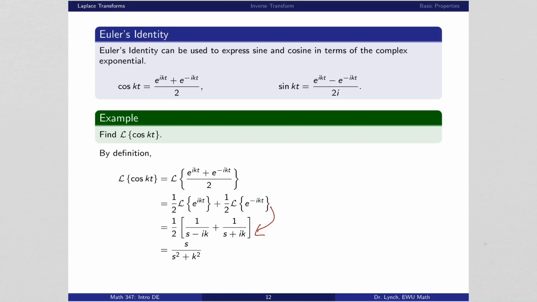These two terms combine pretty quickly just using the conjugate, right? So multiply both terms by the conjugate, and that conjugate ends up giving you the denominator of s squared plus k squared, and the transform of the cosine function is given as s over s squared plus k squared.